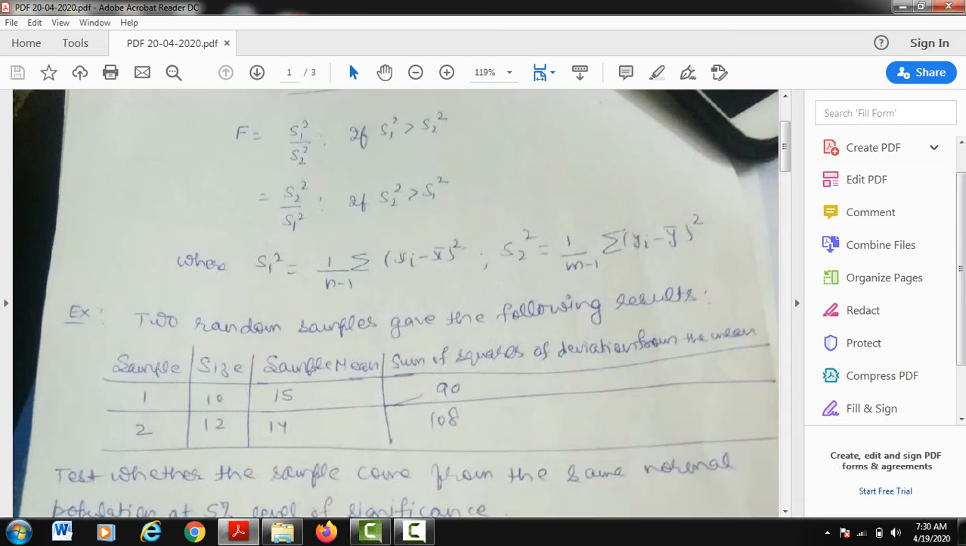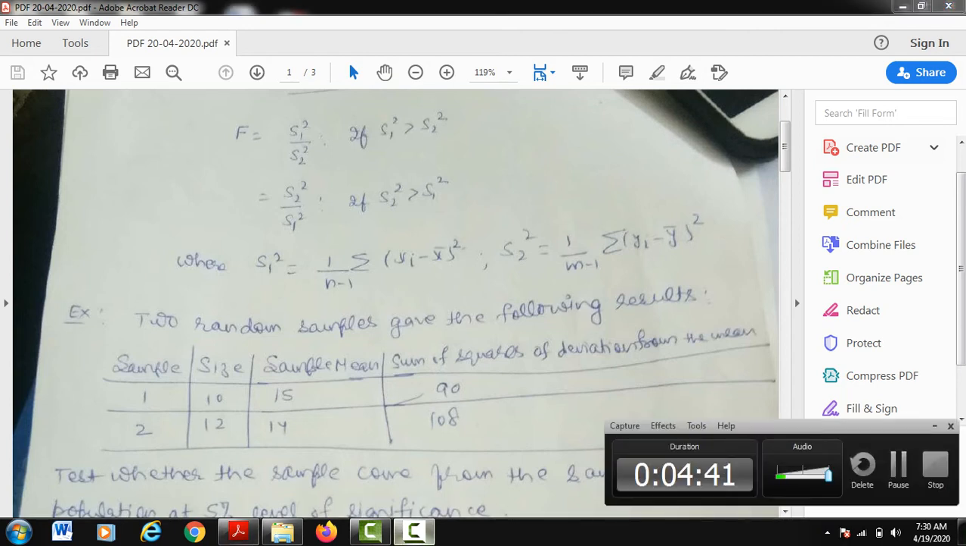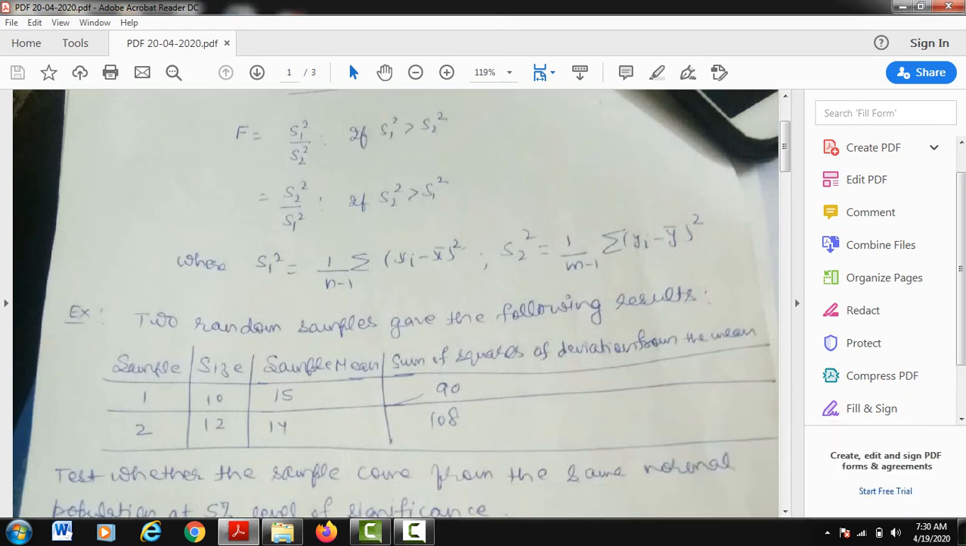The next numerical that I am going to discuss is very important from the examination point of view. This type of numerical can come in the exam as a long answer type. Basically, this numerical contains the application of both the T test and the F test.